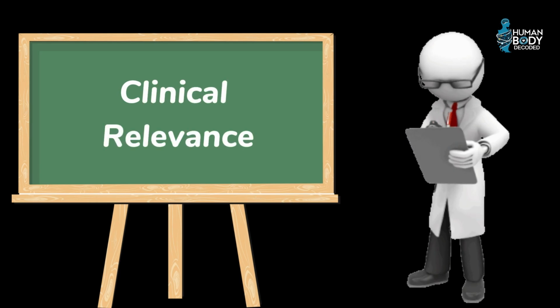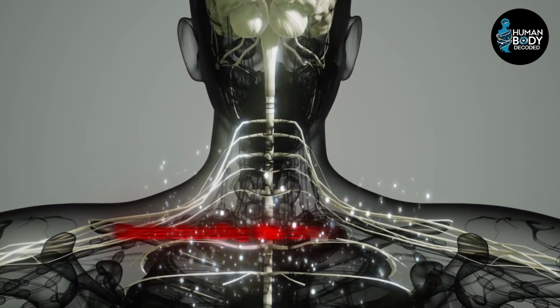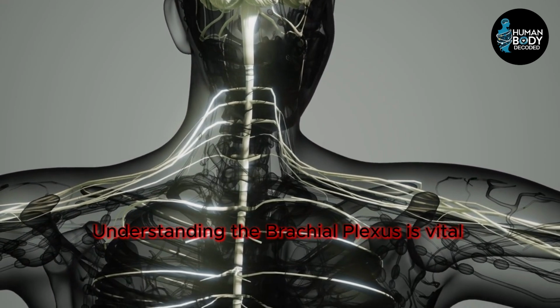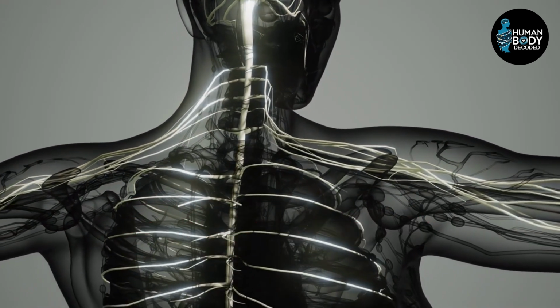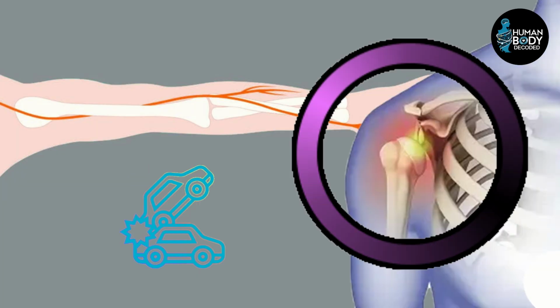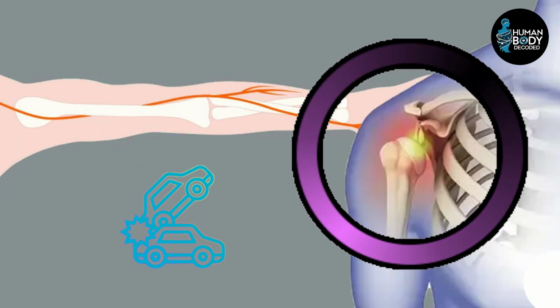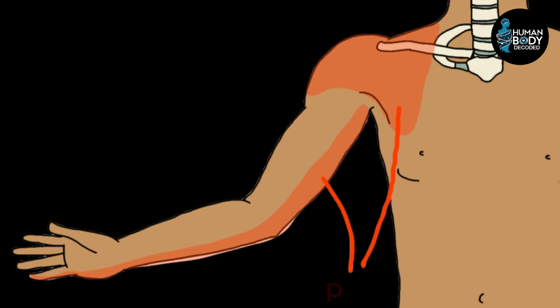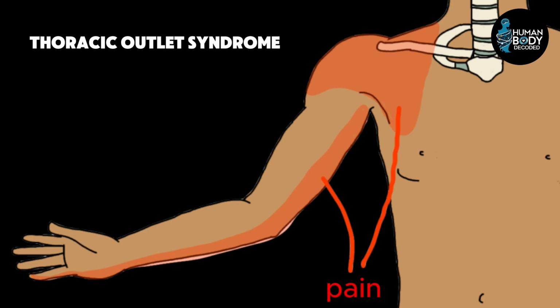Clinical relevance. Understanding the brachial plexus is vital for diagnosing nerve injuries that can occur in trauma, like a car accident or shoulder dislocation, and can also help with conditions such as thoracic outlet syndrome or carpal tunnel syndrome.